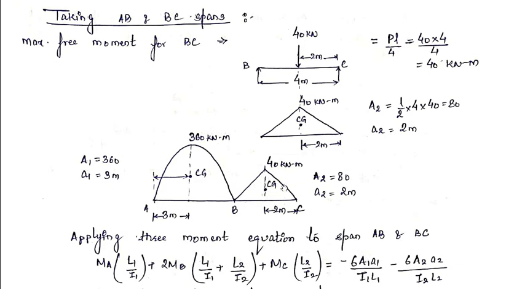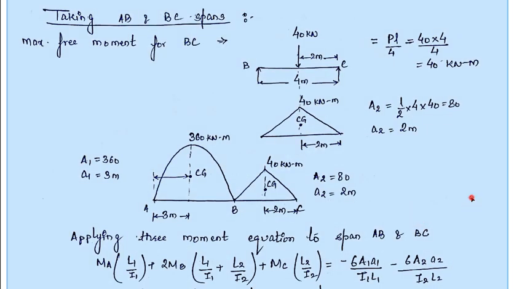Now let's come to this triangular diagram. In this triangular diagram, the area of this triangle, A2, will be half base into height. So half base is 4 and height of this triangle is 40. So this will come out to be 80. Now this triangle is also symmetrical. Therefore the CG will lie at half of the span, that is 4 by 2, that is 2 meters. Therefore small a2 will also be 2 meters.